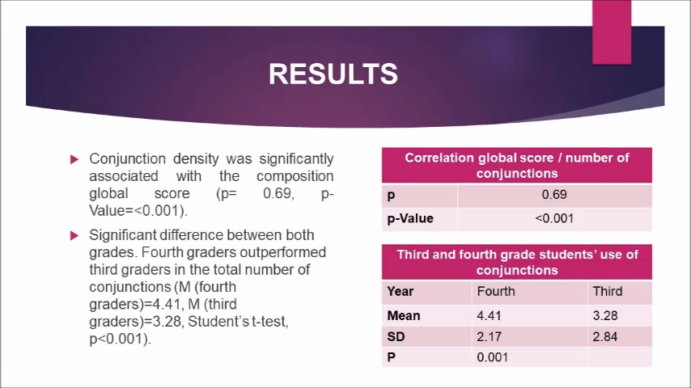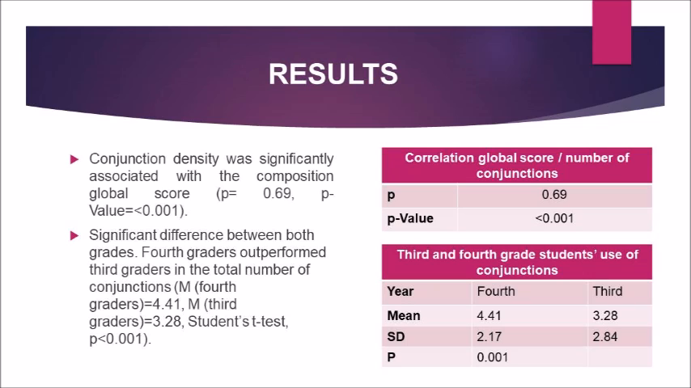Statistical analysis was carried out with the program R Development Core Team 2012 version 2.15. This statistical analysis allowed us to obtain the following results. As you can see from the table that shows the correlation between global score and number of conjunctions, we see that conjunction density was significantly associated with the composition global score. So, there was a significant correlation between global score and the number of conjunctions in each written composition.